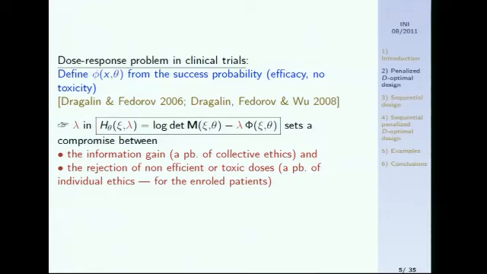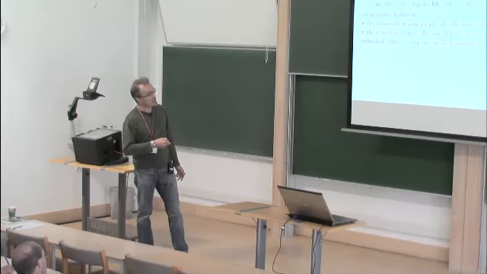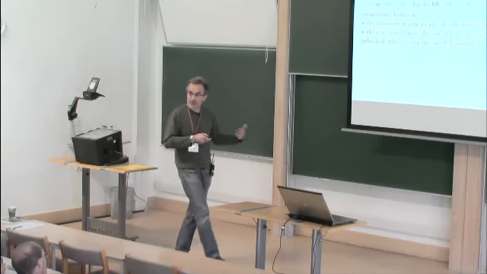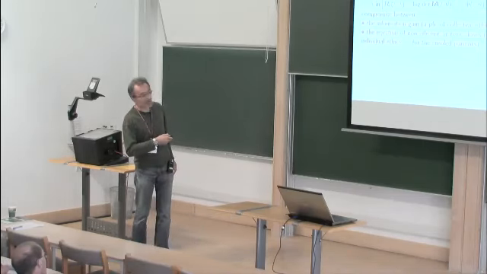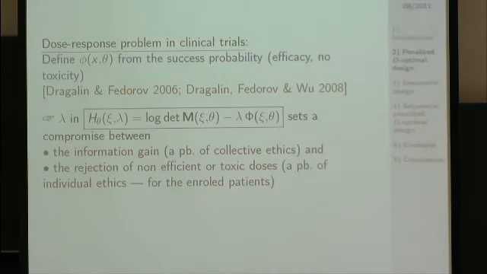So it's something related to a sort of collective ethics, something that you gain from the trial, and also the cost of the trial in terms of individual ethics, in terms of the patients that are enrolled in the trial, because you don't want to give them doses that are inefficient or toxic. So you have a cost here related to not wanting to give bad doses to the patients enrolled in the trial, and you have the information you gain. And in this way, we make a sort of compromise between the two.